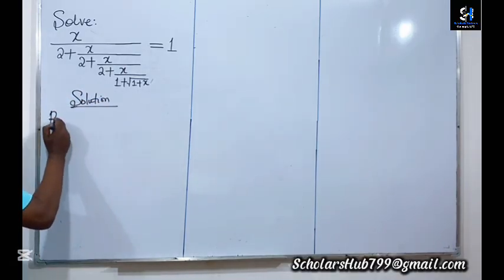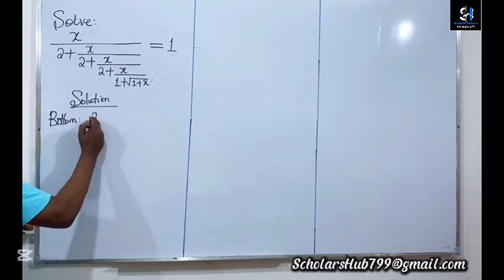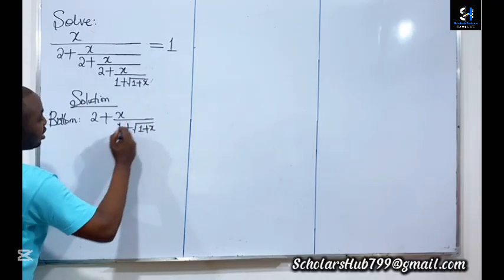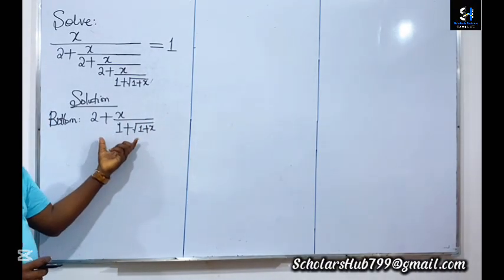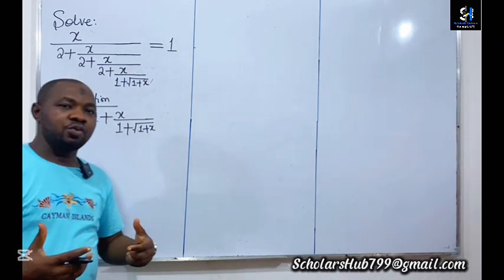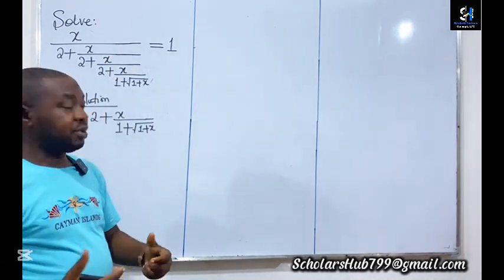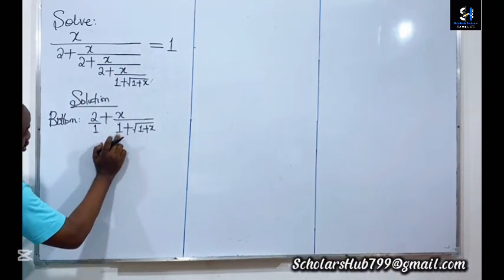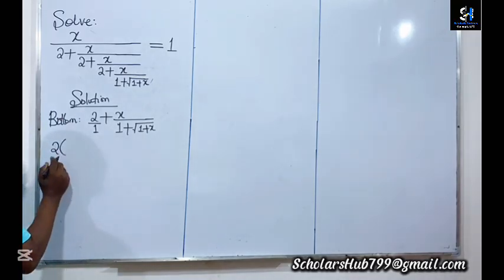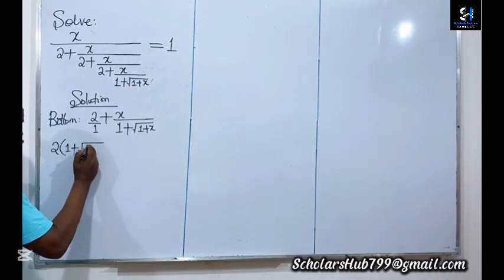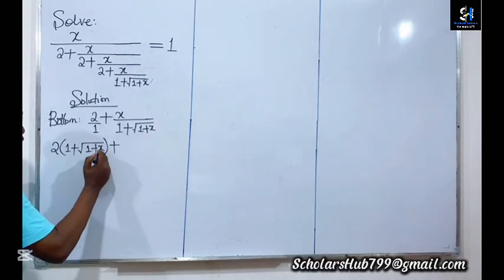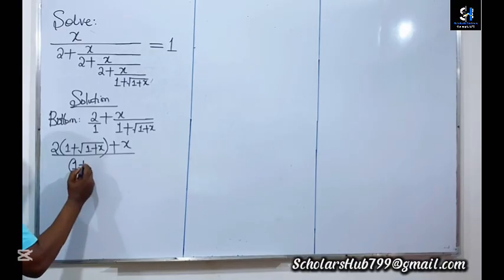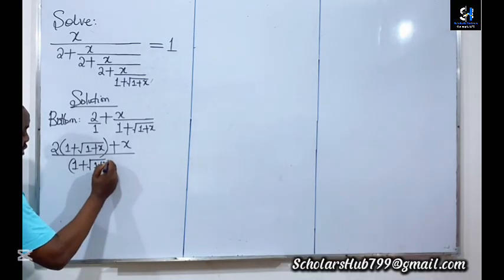Now first, we know that the bottom is 2 plus x divided by 1 plus the square root of 1 plus x. So what to do now is to simplify this expression. We're going to perform algebraic multiplication, because I can write 2 as a fraction, 2 over 1. So in this case, this will be multiplied by 2. That will be 2 into (1 plus root 1 plus x), then plus x, divided by 1 plus root 1 plus x.